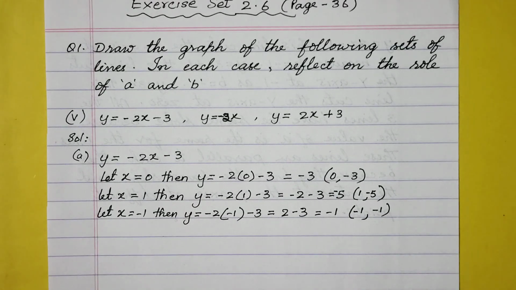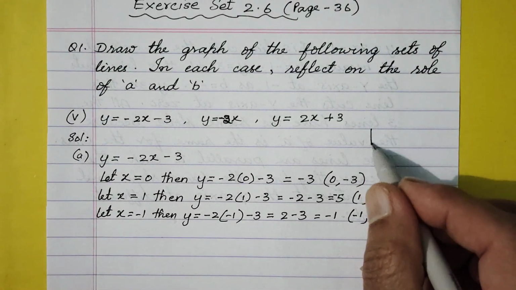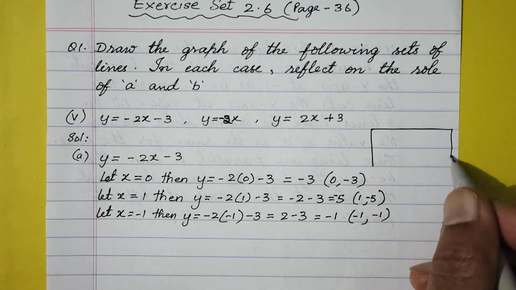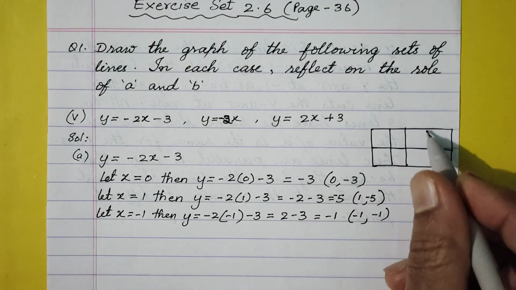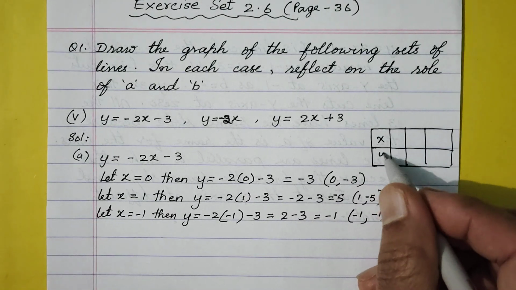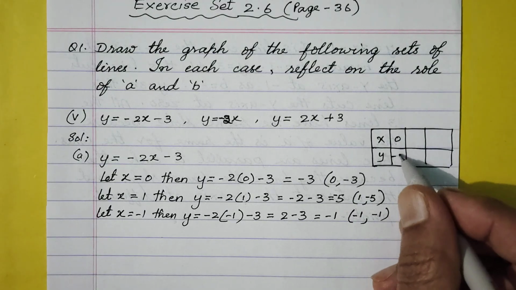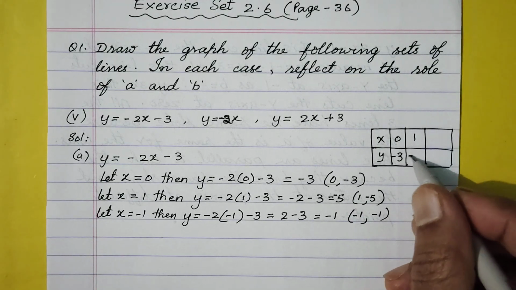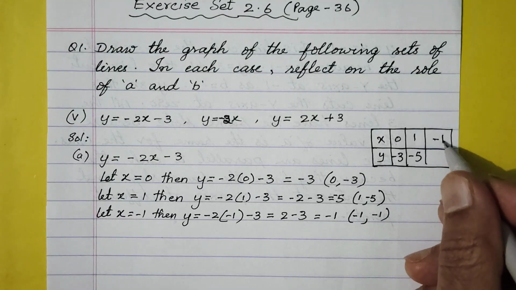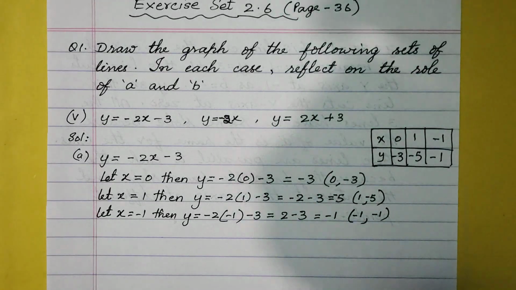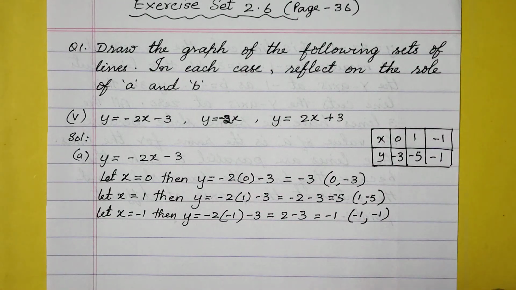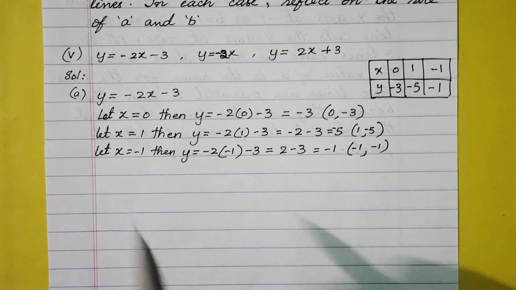So now we will put them in the box. So x, y, 0 minus 3, 1 minus 5, minus 1 minus 1. The next one, we'll go to the next one.